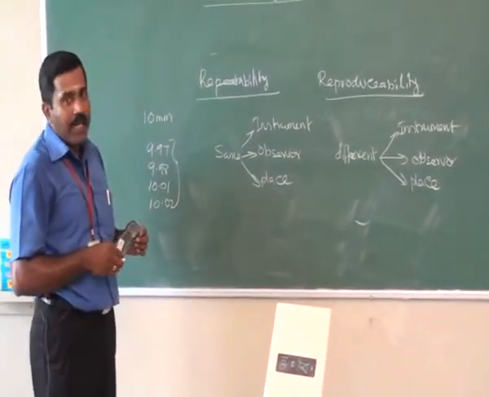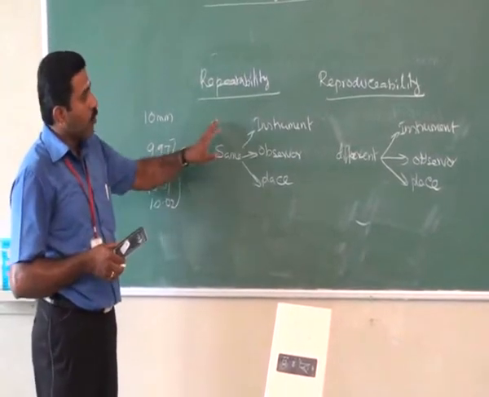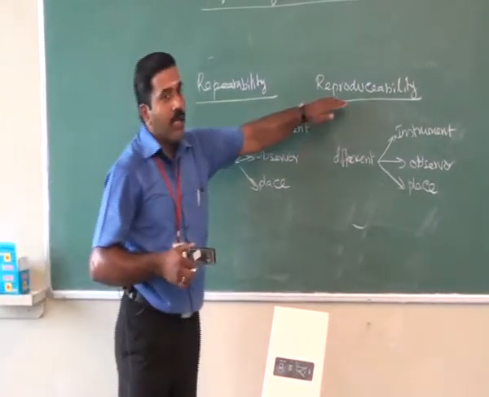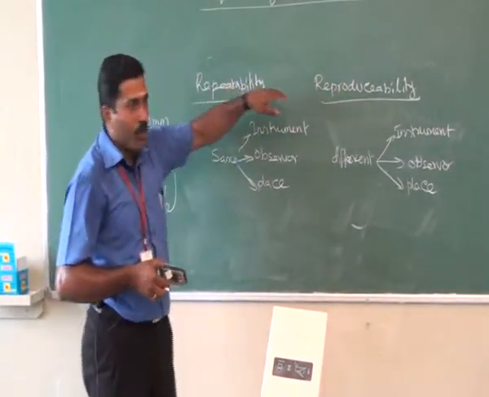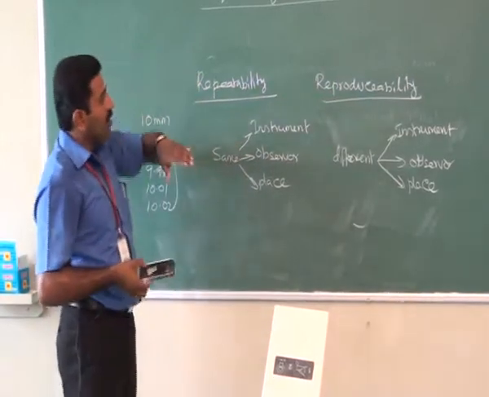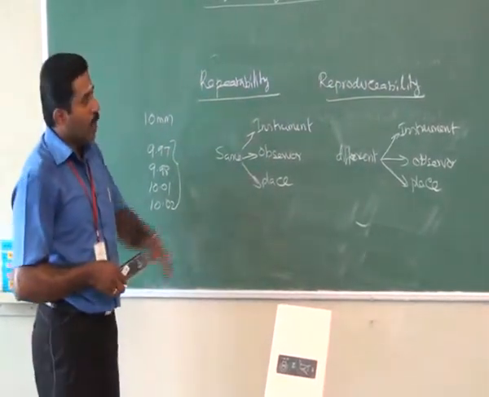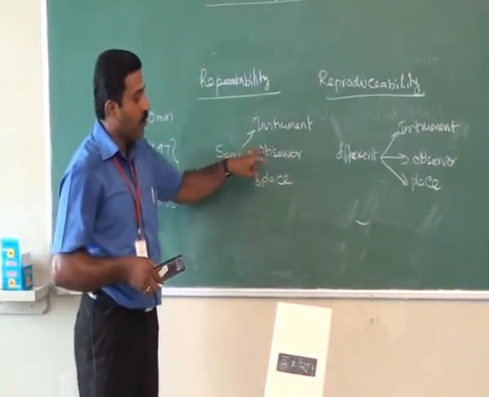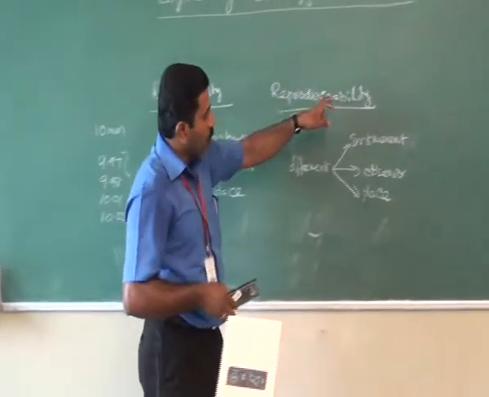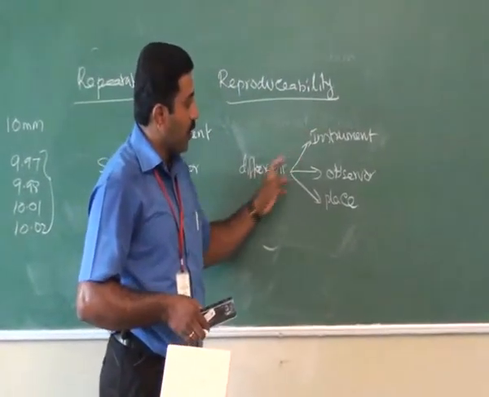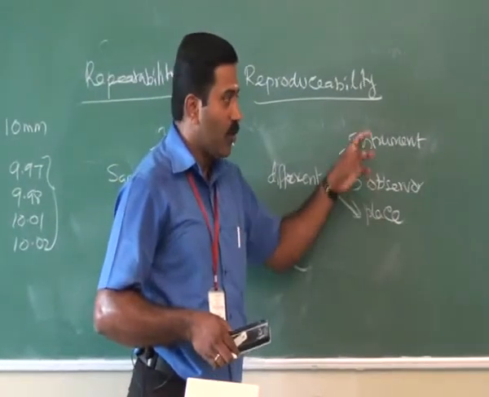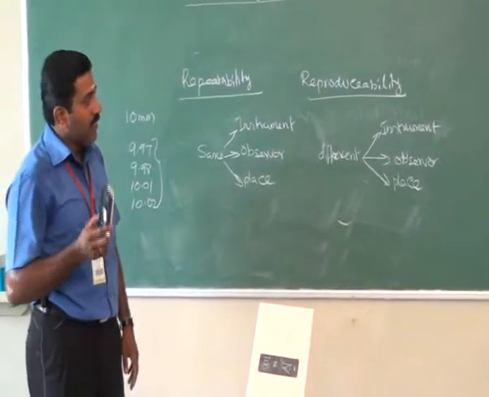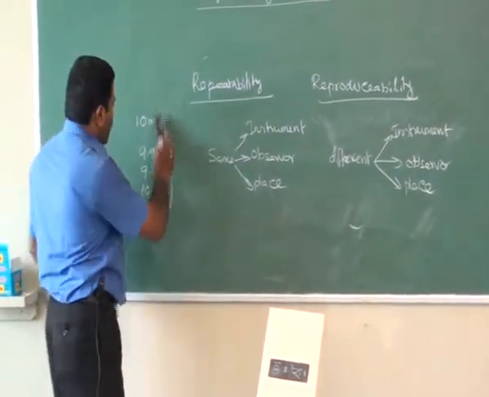Some errors are on the instrument, so we have to correct the error of the instrument by using repeatability and reproducibility, and find the error of the instrument based on that. Repeatability means everything is the same instrument, same observer, and same place. But reproducibility is a different instrument, different observer, and different place when we measure the component. So if an instrument has an error, it is easy to identify.